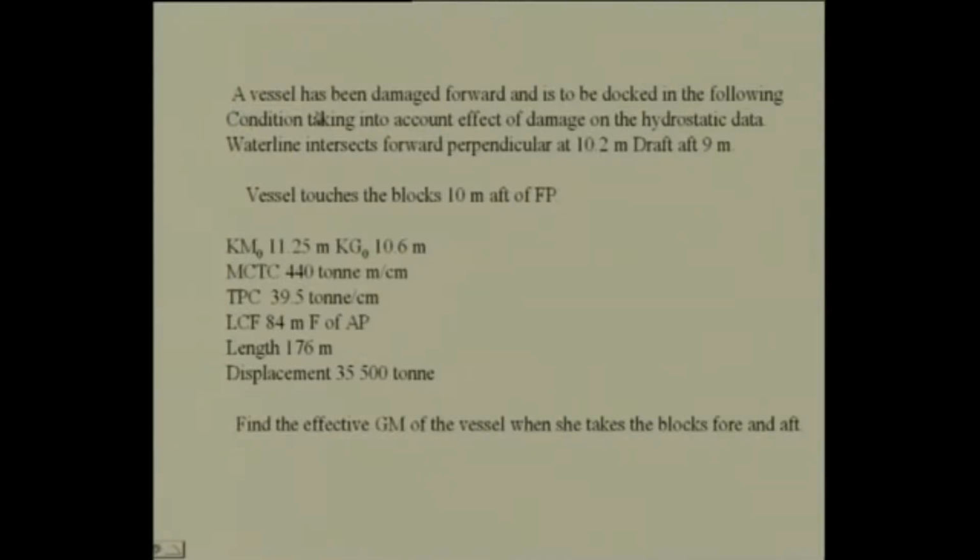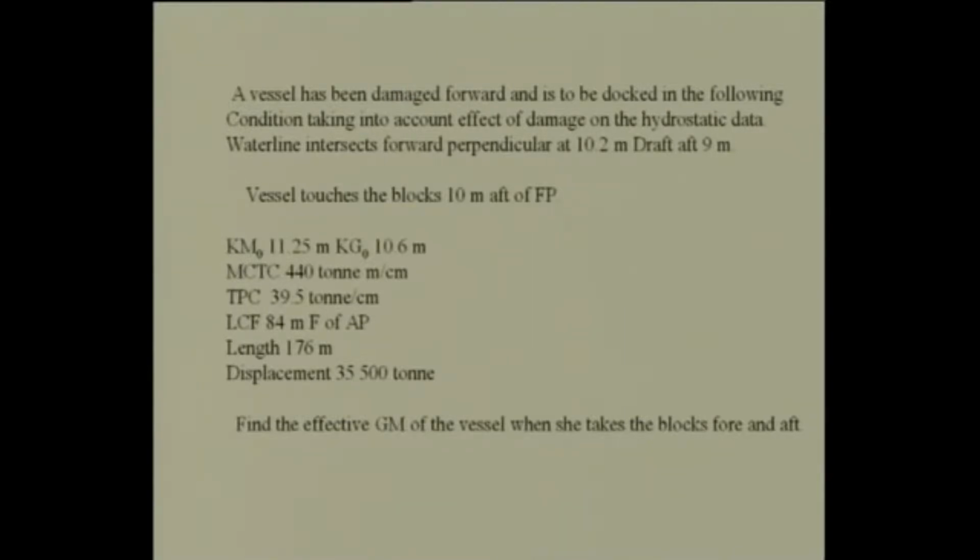A vessel has been damaged forward and now it is going to be docked in the following condition, taking into account the effect of damage. Now, you are told that the waterline intersects the forward perpendicular at 10.2 meters. It means that the draft forward is 10.2 meters and the draft aft is 9 meters. As you can see, this is a damage condition. The draft forward is greater than the aft. So, it's not a normal condition. In a general condition, you don't see that. Always you will see the aft more than the forward.